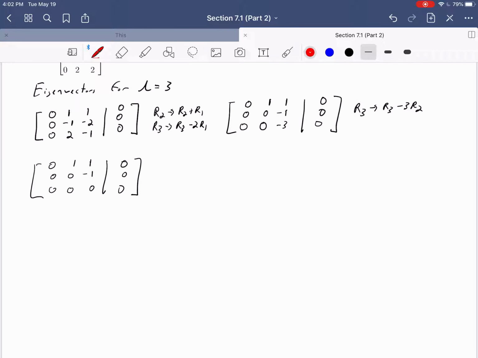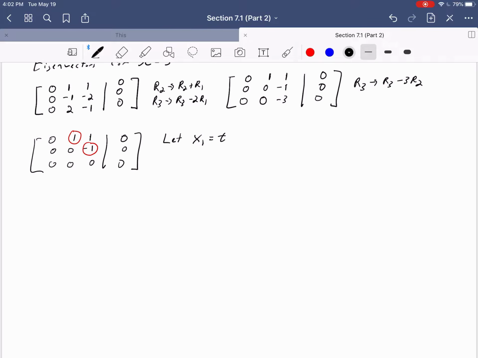Now we can see that we are going to be parameterizing our first variable here. So we're going to let x1 equal t. Then the second equation tells us that negative x3 is supposed to be 0, so x3 is 0. And the first equation tells us that x2 plus x3 is supposed to be 0. That tells us x2 plus 0 is 0, so x2 is 0.